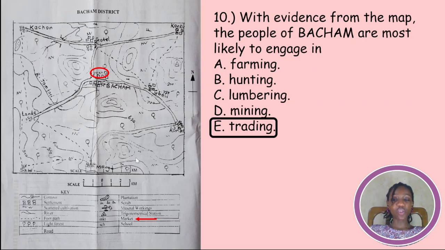I believe that if they wanted you to pick farming, they would have made the scrub or cultivation symbols a bit more concentrated around Bacham. So in this case, it's possible for us to say that they may engage in some secondary activities like farming, but the most likely occupation they're going to engage in is trading activities. Now let's move on to practical and physical geography.